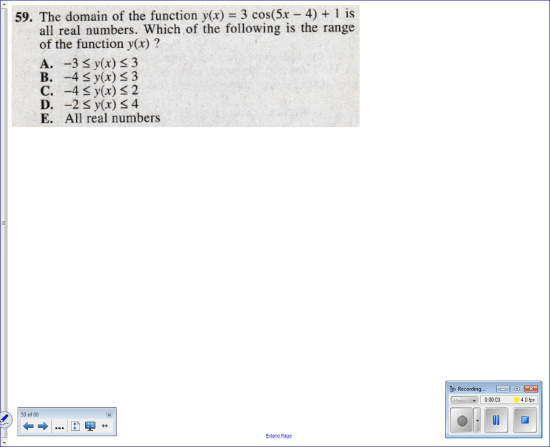Question 59. The domain of the function y of x equals 3 times cosine of 5x minus 4 plus 1 is all real numbers. Which of the following is the range of the function y of x? We need to recognize that the basic function here is y of x equals cosine x.